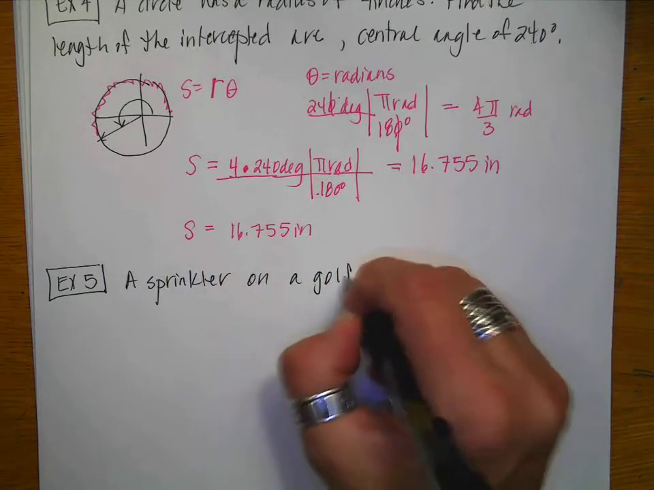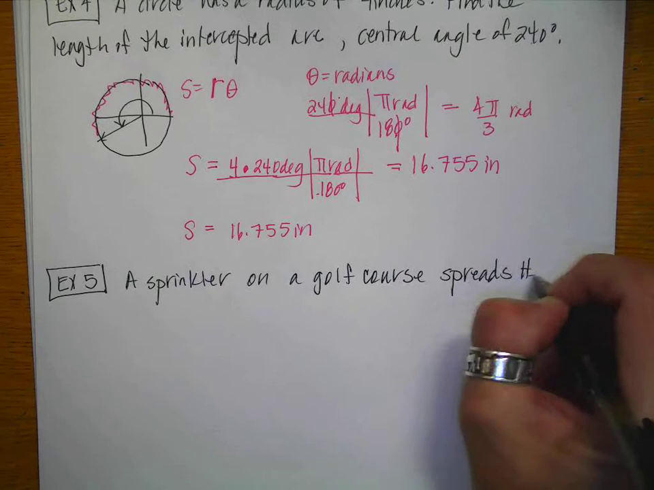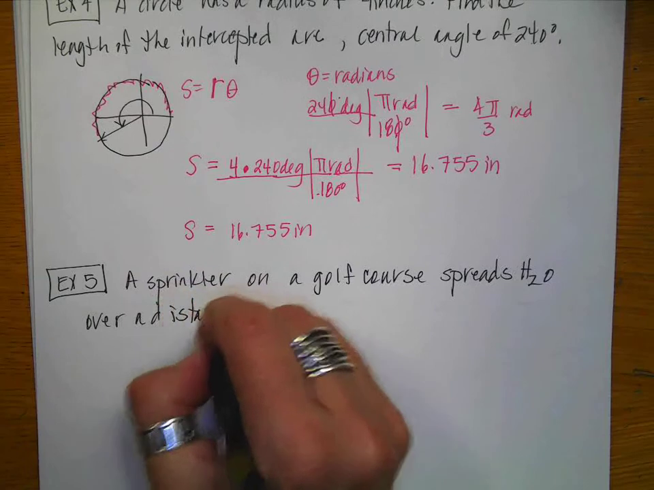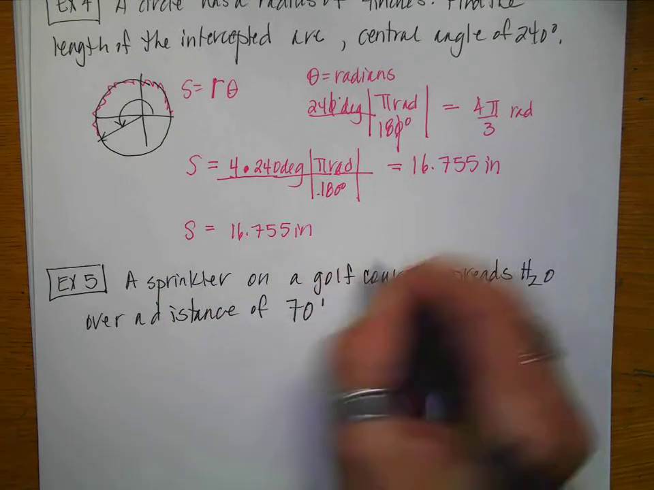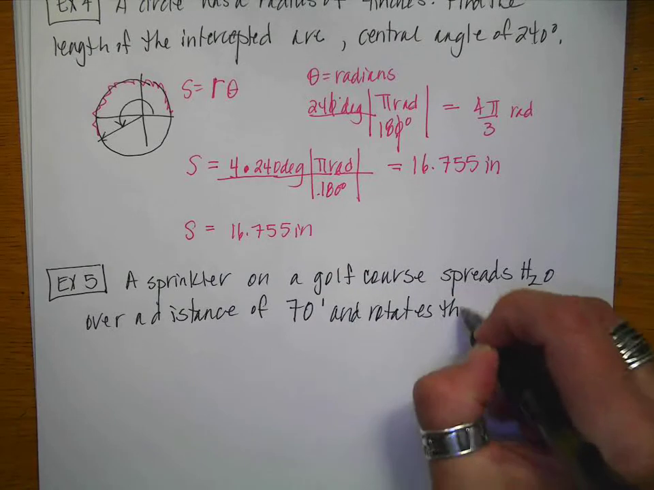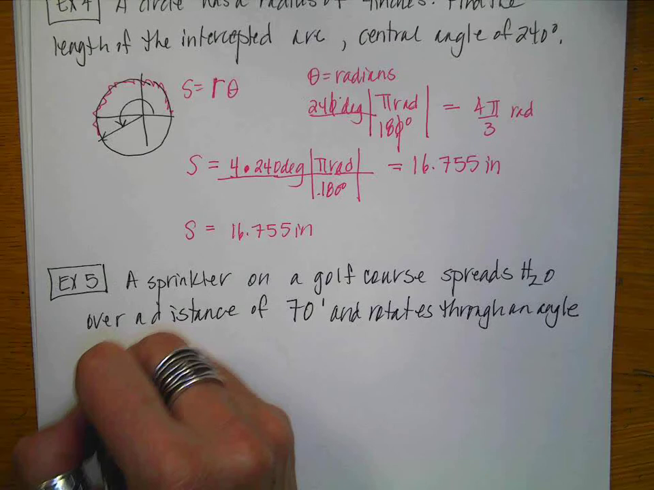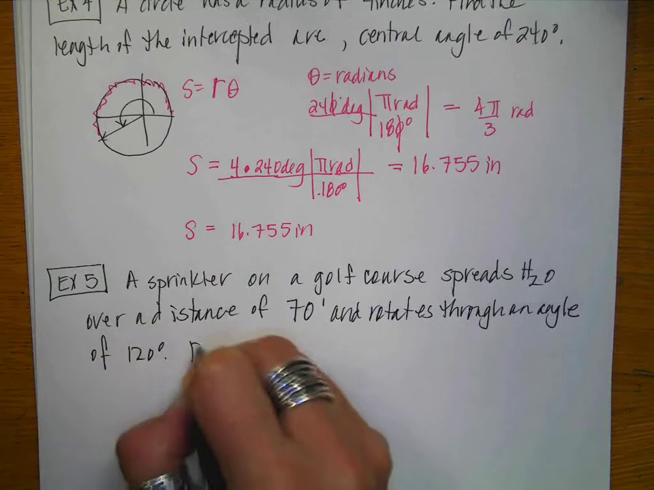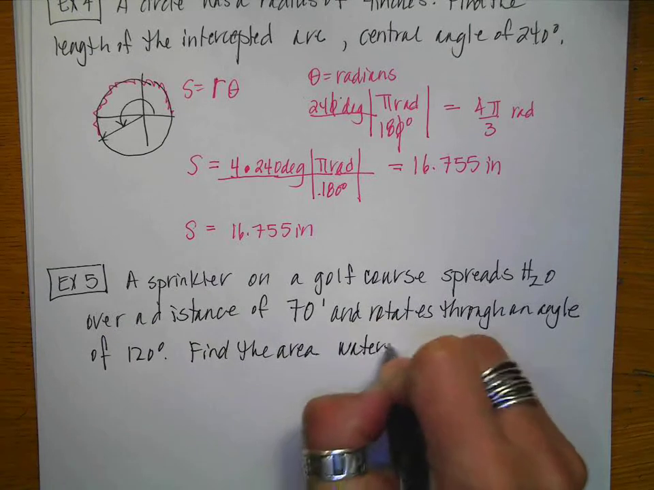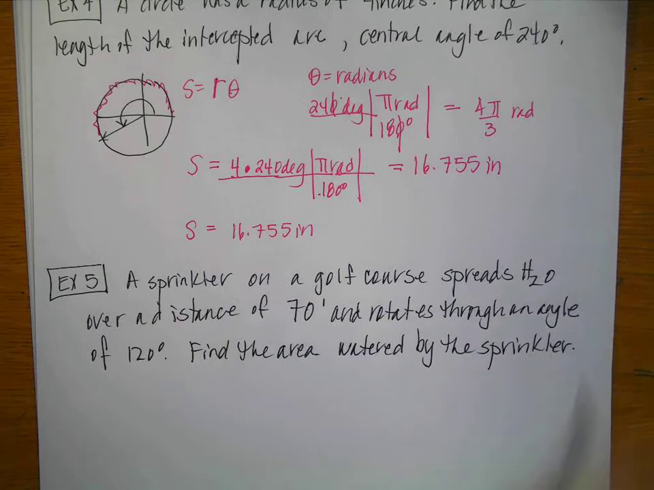Woohoo! So I have a sprinkler on a golf course, and it's going to spread water, because that's what sprinklers do, over a distance of 70 feet. That's an energetic sprinkler, and it rotates through an angle of 120 degrees. Find the area watered by the sprinkler.